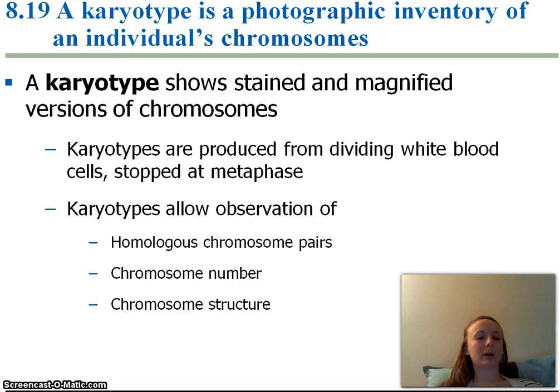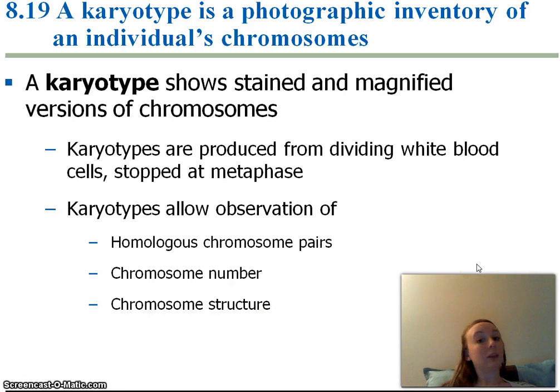So first, let's talk a little bit about karyotypes. A karyotype is a photographic inventory of an individual's chromosomes. What it does is it lines up those chromosomes and allows those homologous pairs to be looked at. It stains and magnifies those chromosomes, and it does that during metaphase. So karyotypes are produced from dividing white blood cells stopped at metaphase. What it allows you to observe is homologous chromosome pairs, chromosome number, and chromosome structure.